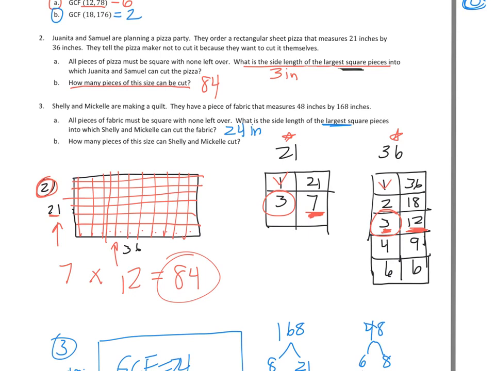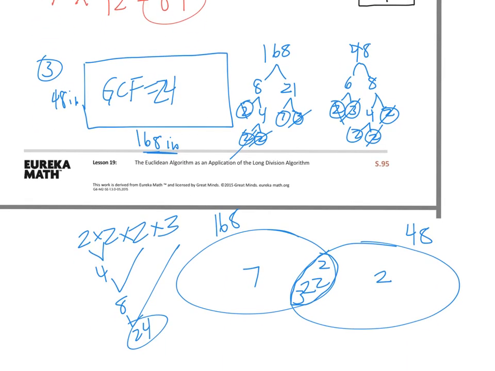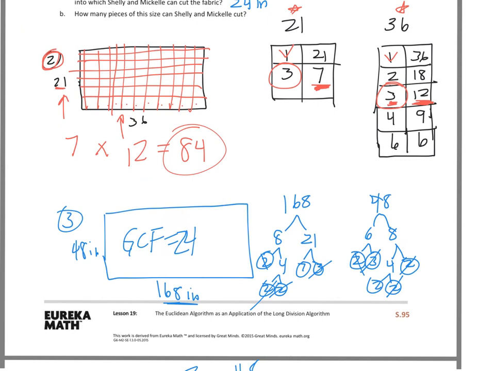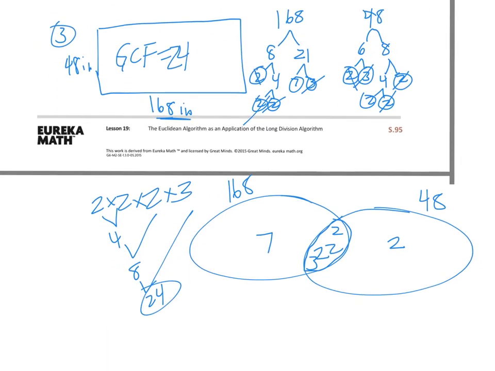How many pieces of this size can Shelley and Mikkel cut? Well, all we have to do is figure out what's left over for this, and then we can multiply it. So before we were doing 3-inch pieces, because that was our greatest common factor. How many 3-inch pieces could I take out of 21? It was 7. How many 3-inch pieces could I take out of 36? It was 12. So down here, we're doing it with 24.